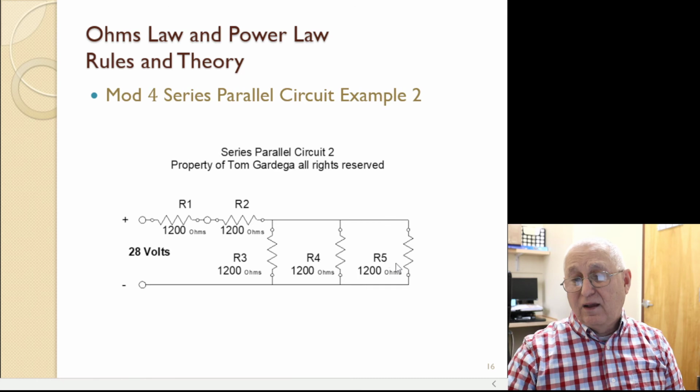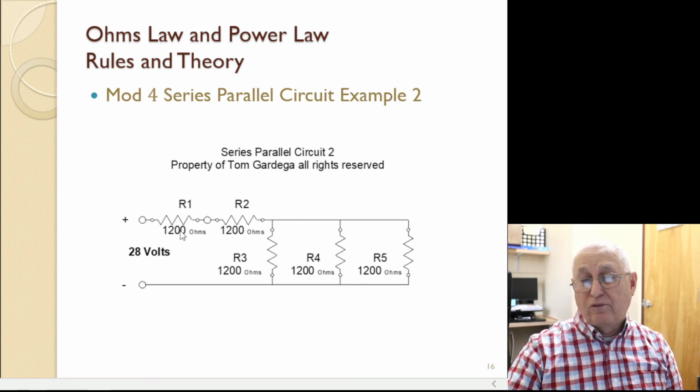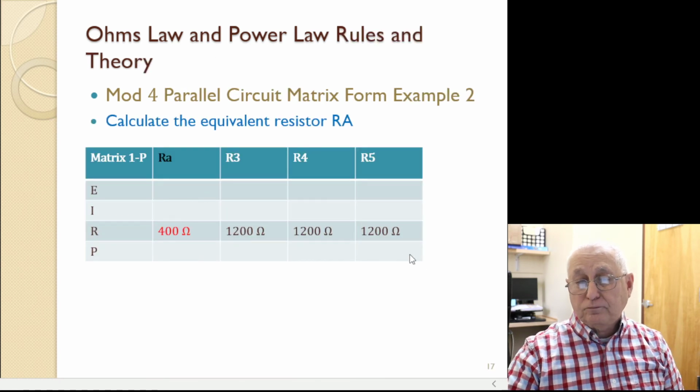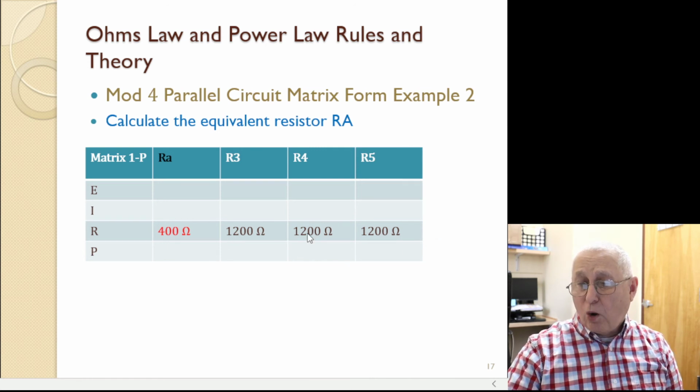Here's basically a similar circuit, except we have 2 resistors in series with 3 resistors in parallel. They're all 1200 ohms, and we have a 28 volt supply. 1200 ohms, 1200 ohms, and 1200 ohms in parallel equals 400 ohms. When you have similar resistors with all the same value and you have 3 of them, you just take the value and divide by 3. If I had 4 resistors, it would be the same value divided by 4. Here, 1200 divided by 3 equals 400 ohms.